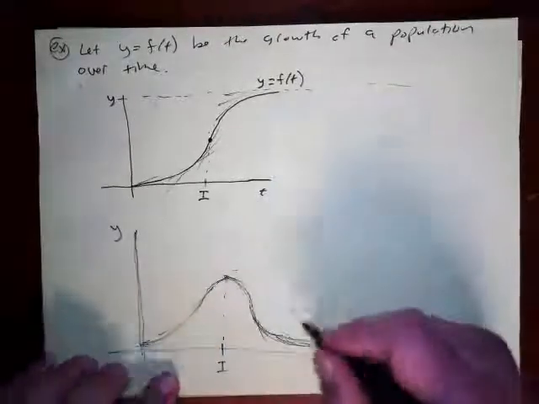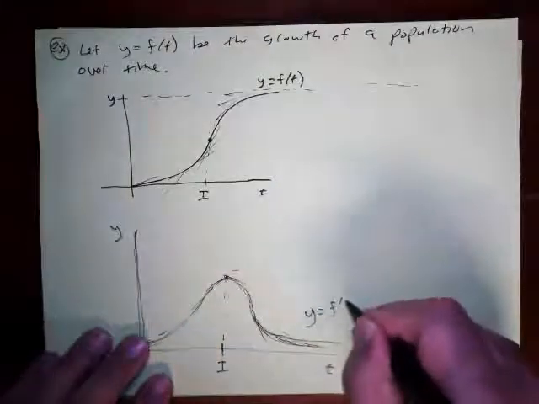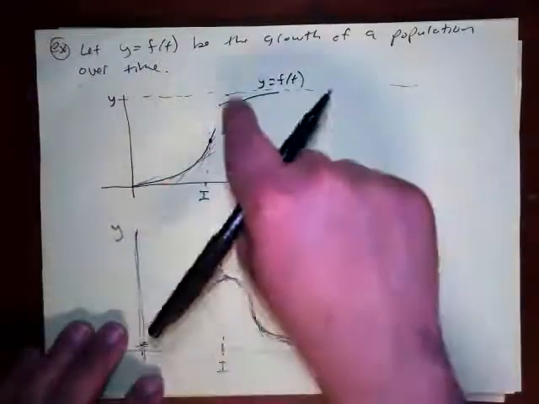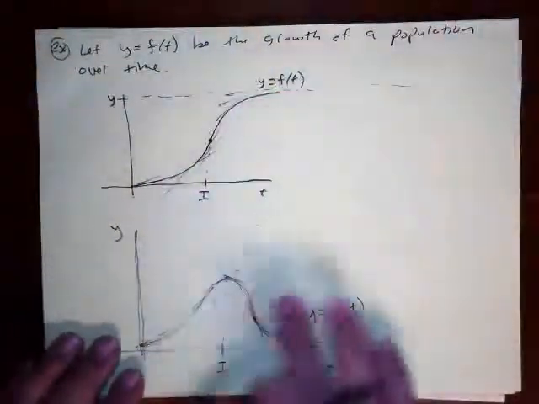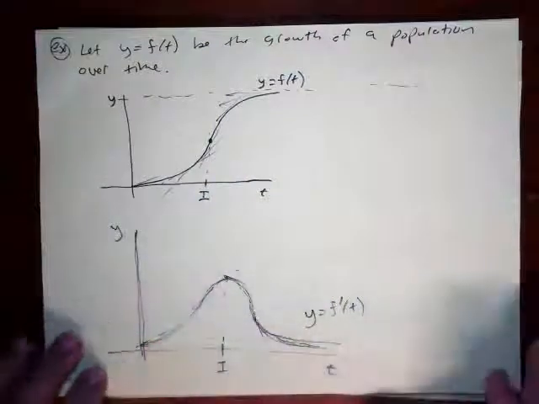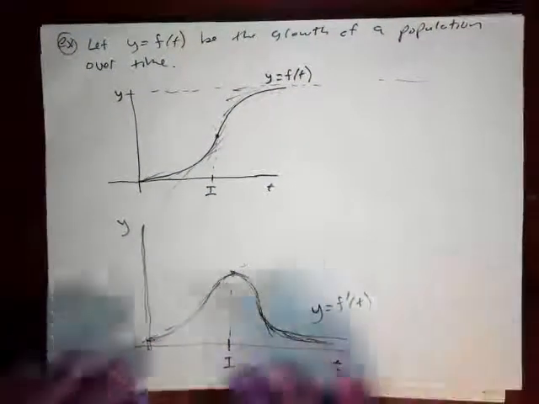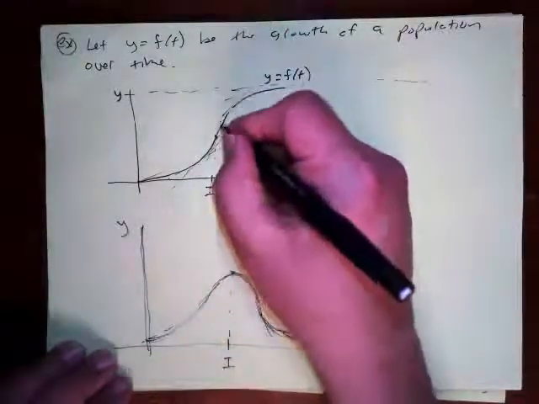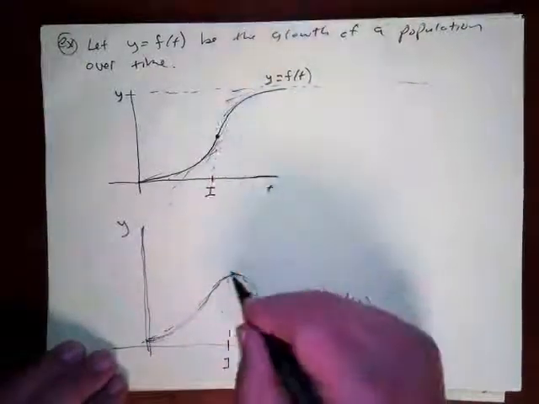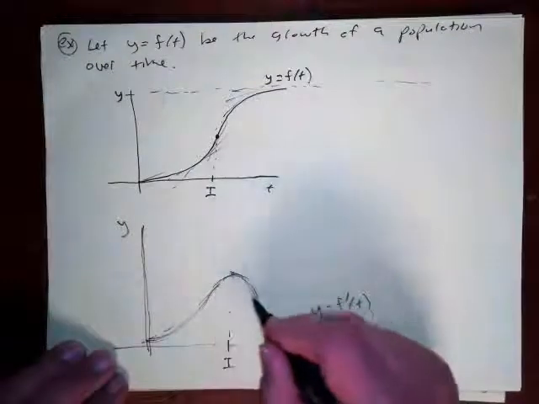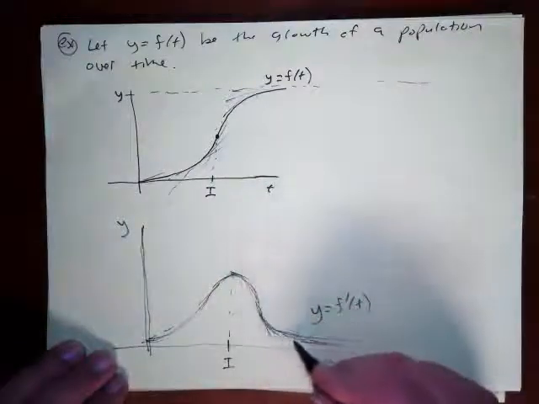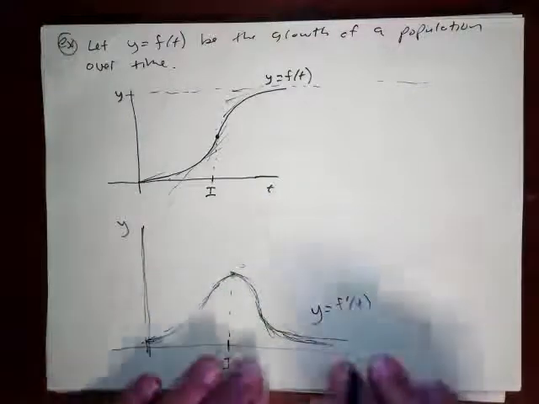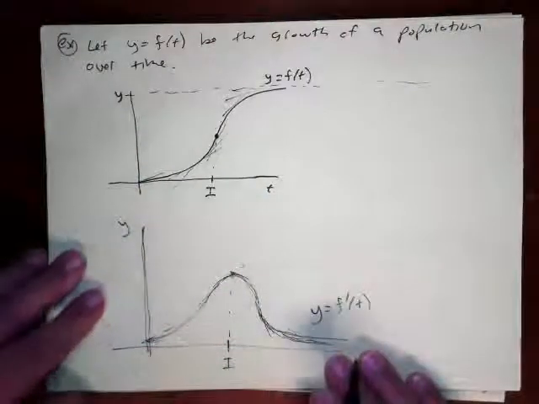So, but again, so this is y equals f prime of t, and the rate of change is always positive. This graph is always increasing, never decreasing, so the graph is never below the axis. Okay, and it reaches that maximum rate of change when the rate of change starts decreasing, even though it's still positive. Okay, so this would be the derivative of that.